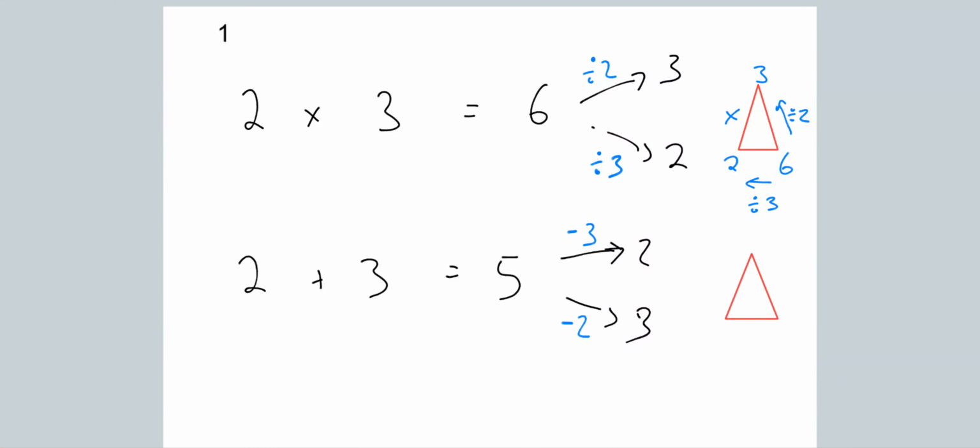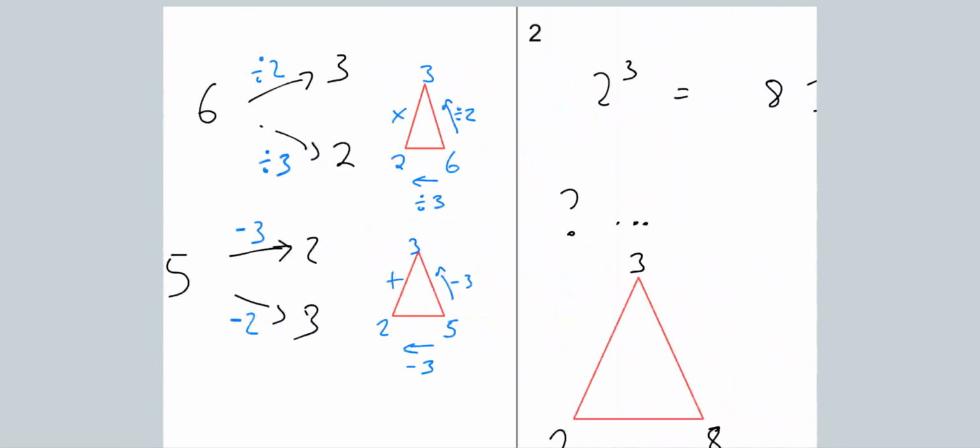Similarly here, I've got 2, and the operation is plus. 2 plus 3 is equal to 5. To go backwards, I'm going to subtract the other corner of the triangle. Okay, is that good so far? Well, that's the high school stuff out of the way, or primary school.